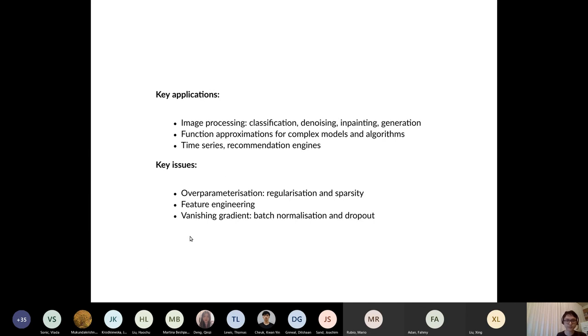But some people say neural networks are good in high dimensional. Well, most models perform poorly in high dimensional. It's just that neural networks are very good at exploring sparsity in your feature space. So sometimes people use regularization to induce sparsity. And another thing is that before you put data into your neural network, you usually have to do a lot of feature engineering. So I guess this is not really to do with neural networks, but more to do with doing machine learning in general. And another issue is vanishing gradient, which can be tackled by introducing other layers like batch normalization or dropout layers.